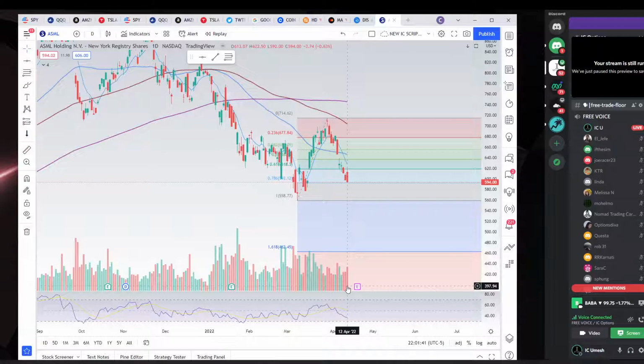Still in a bearish trend. And there's a decent resistance around this 620 area. I would not touch this one unless it gets above 620. Or I would try it if it came back down all the way here. I would use it as a double bottom and keep my stop right below this 558 and play the bounce. So there are two scenarios for ASML.